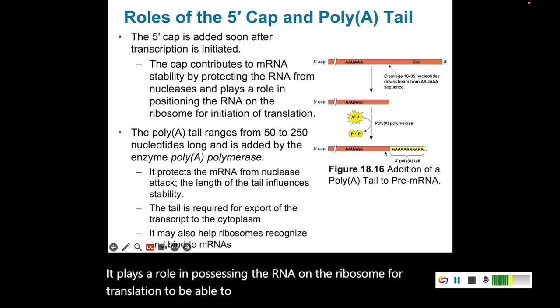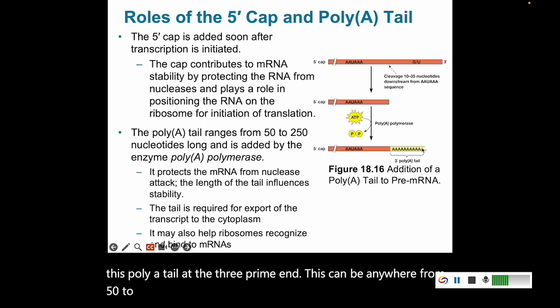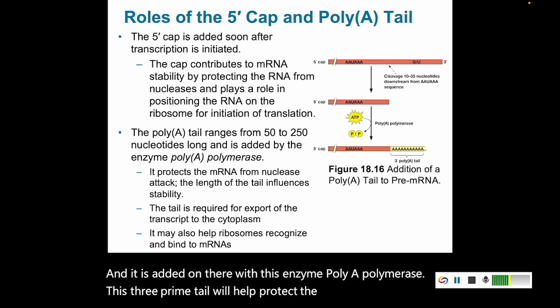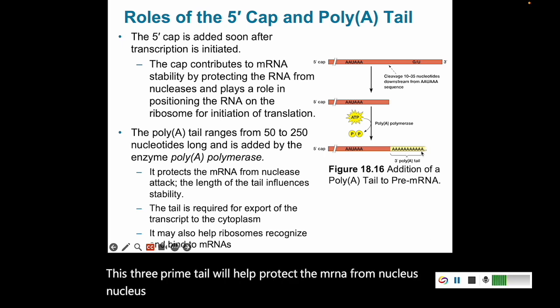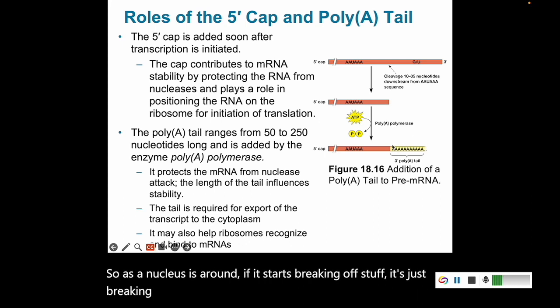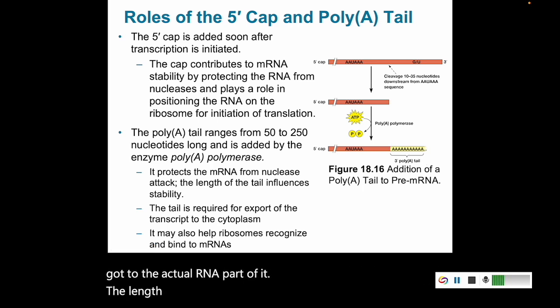Then you can see we're also adding this poly A tail at the 3' end. This can be anywhere from 50 to 250 adenines added on there, and it is added with this enzyme, poly A polymerase. This 3' tail will help protect the mRNA from nuclease attack. So if a nuclease is around and starts breaking off stuff, it's just breaking off this A tail. It's going to take a while before it actually gets to the actual RNA part of it. The length of the tail helps it just be stable.